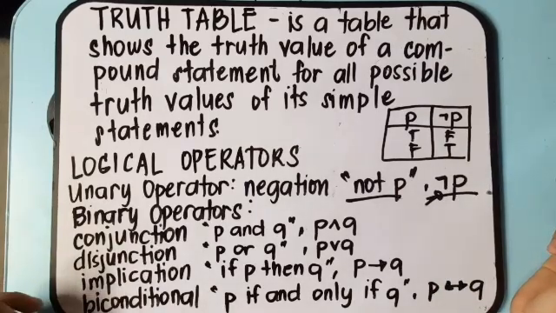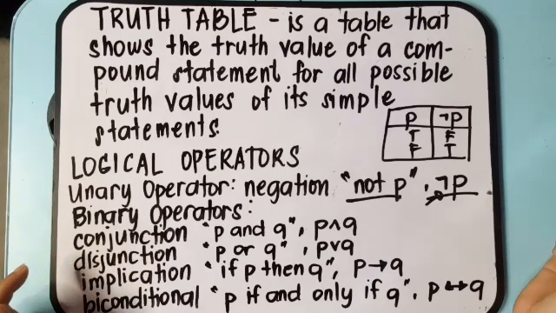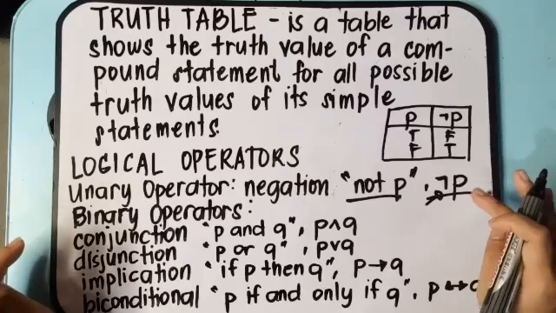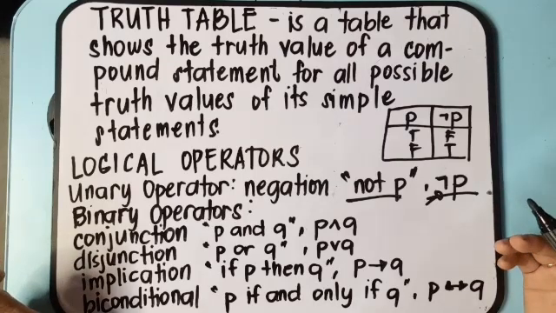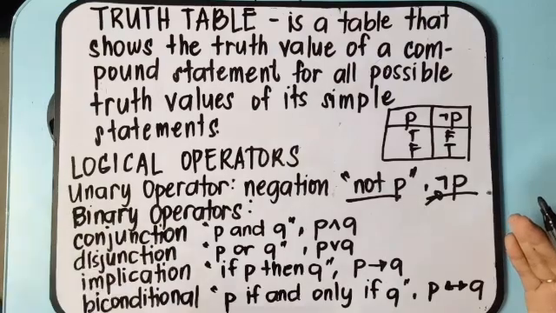For the binary operators, we have 4. We have the conjunction, disjunction, implication, and biconditional. For the conjunction, we read it as P and Q. Okay? In here, as you can see, class, what are these letters P and Q? These letters P and Q, class, are variables. We use these variables to denote the propositions. I already mentioned that in the video on propositions. P, Q, R are mostly used to denote propositions. These are variables.